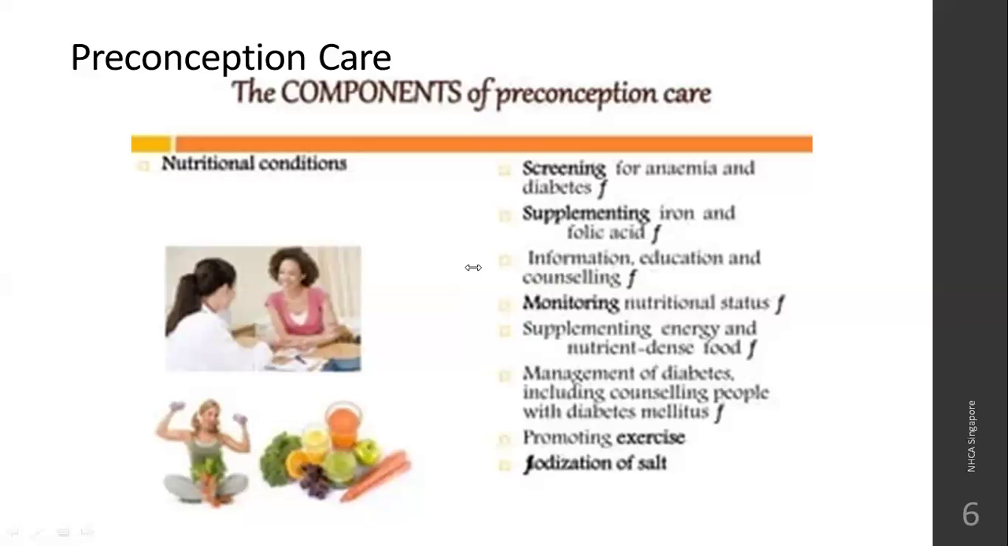Monitoring of the nutritional status, correct any minor micro deficiency, macro deficiencies. Energy and nutrient dense food if required, if the mother is below 45 kg of weight. Okay, at least the woman should be of 45 kg of weight. Otherwise, there is high risk that the woman will give birth to a low birth weight baby. Managing diabetes, counseling people with diabetes, promoting exercise.